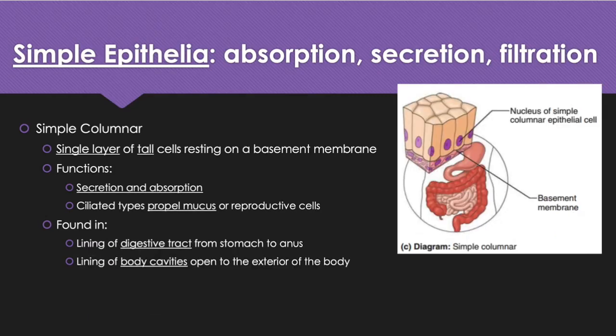And then simple columnar, again, single layer, tall column-shaped cells that rest on a basement membrane. These cells will help with secretion and absorption. And there are ciliated types of simple columnar cells as well that help also propel mucus or reproductive cells. You would have these in the lining of the digestive tract from the stomach to the anus, as well as the lining of body cavities that open to the exterior of the body, such as your nasal cavity.